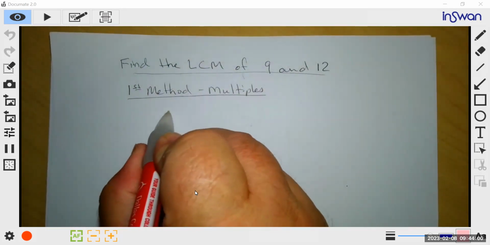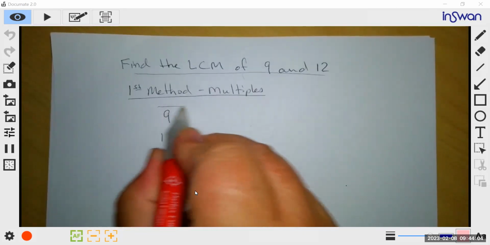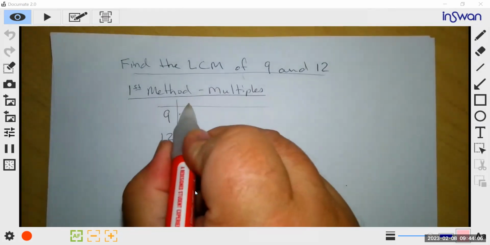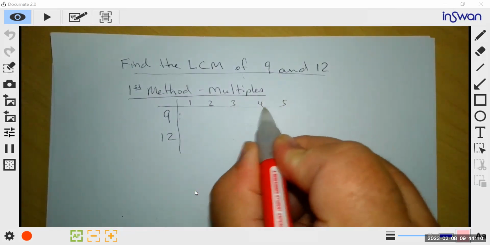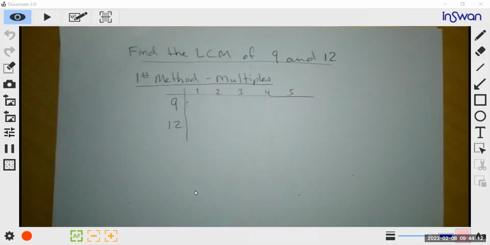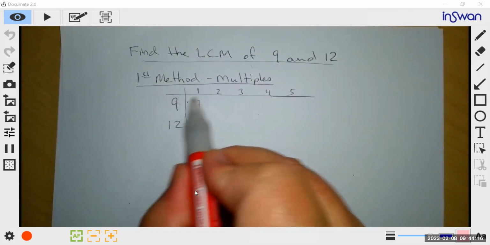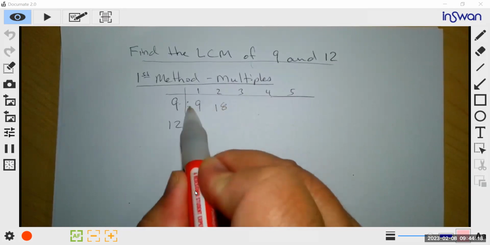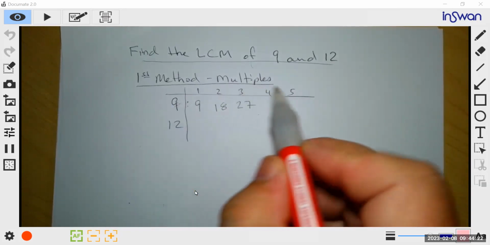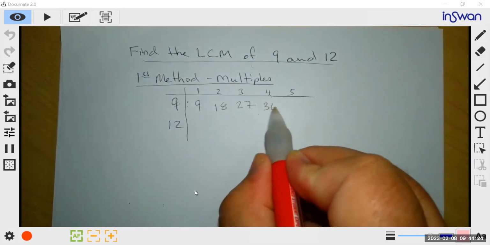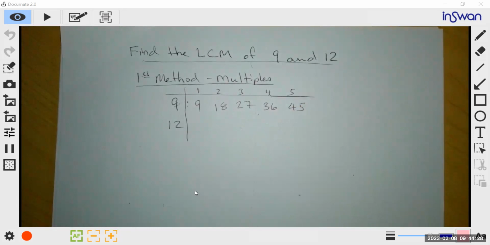So the multiples, we have 9 and 12. 1, 2, 3, 4, 5. So 9 times 1 is 9. 9 times 2 is 18. 9 times 3 is 27. 9 times 4 is 36. 9 times 5 is 45.